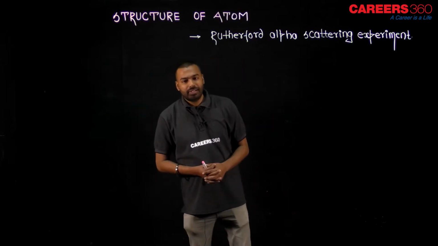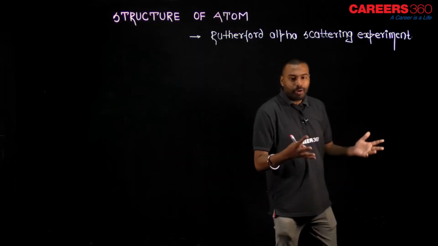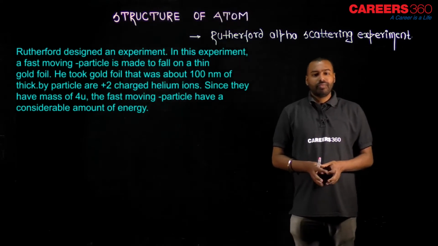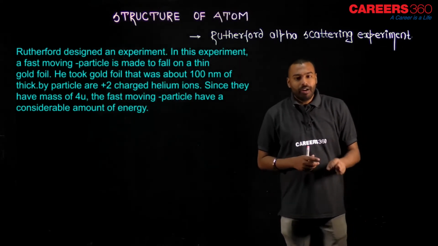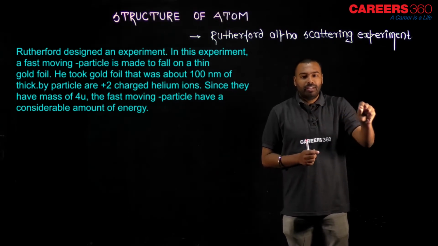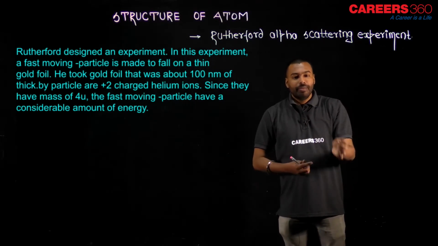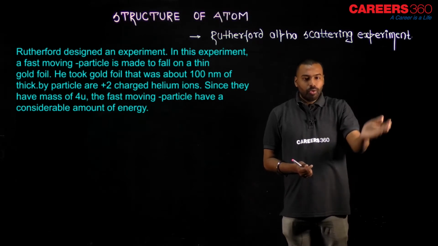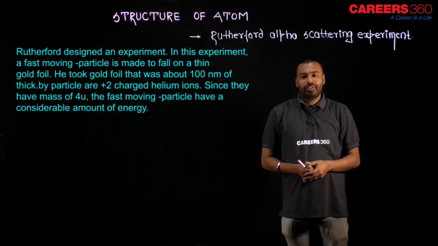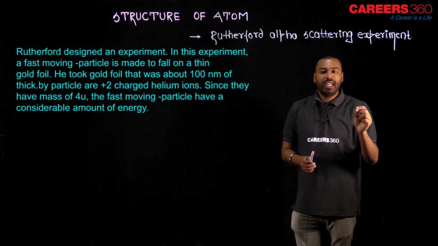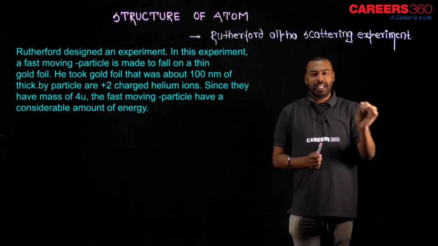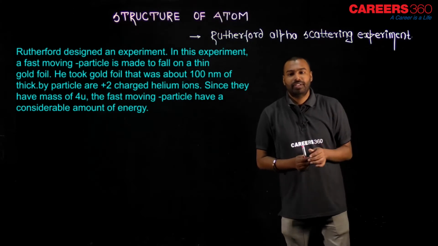So, let us start this topic with important points now. What happened? Rutherford designed one experiment where a fast moving particle, which is called an alpha particle, was made to fall on a very thin gold foil, and the thickness of that gold foil is 100 nanometer, this much thick.